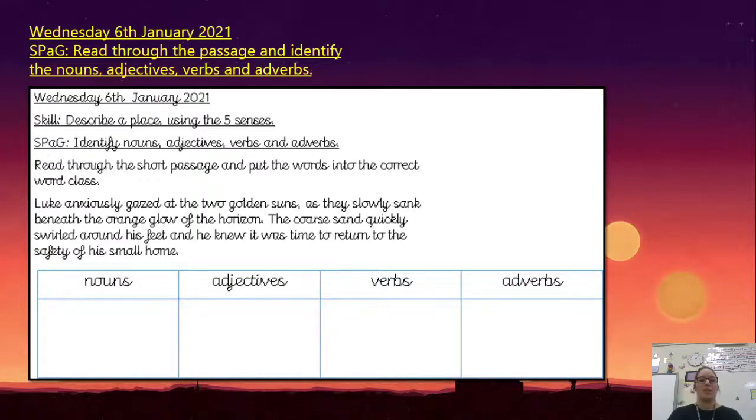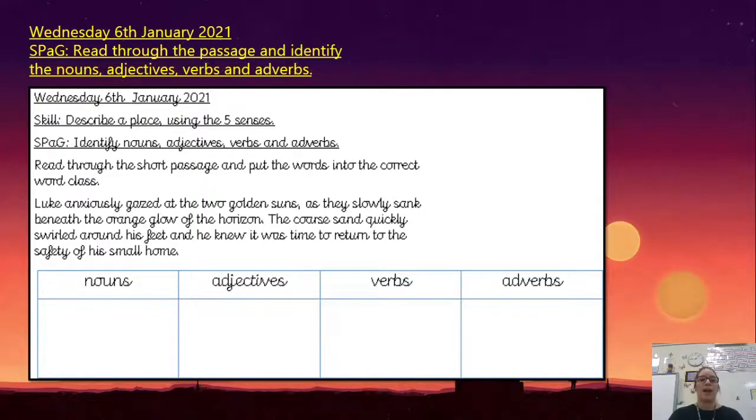So a noun is a person, a place or a thing. An adjective is a describing word. Verbs are action words. And adverbs are what describe the verb, so they say how the action is being done. So let's have a look then. I'm going to read the passage with you.